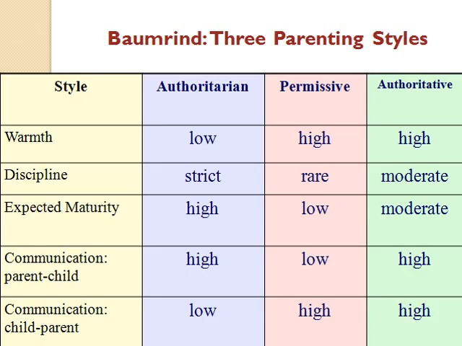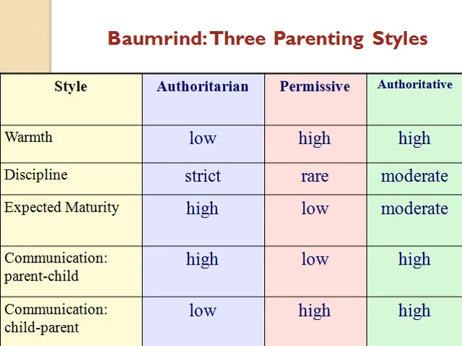Now with warmth, it will be high in an authoritative parent and a permissive parent, whereas in an authoritarian parent, because the parenting style is so strict, the warmth will be low. Discipline, you find in an authoritarian parent it is strict, whereas in a permissive parenting style it will be rare, and in an authoritative parenting style it will be moderate. Then expected maturity, in an authoritarian parent it will be high, permissive low, whereas in an authoritative parent it will be moderate.